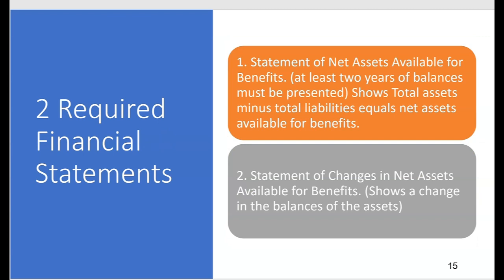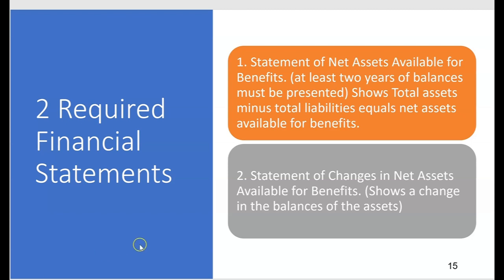Now let's talk about the two financial statements that are required by pension plans. Doesn't matter if it's defined benefit or defined contribution. They each have to have these two financial statements. There's a statement of net assets available for benefits, which shows at least 2 years of balances available for benefits. It shows the total assets minus the total liabilities equals the net assets available to pay benefits to retirees. So it's like a balance sheet. Statement of net assets available for benefits: assets minus liabilities equals net assets available for benefits.